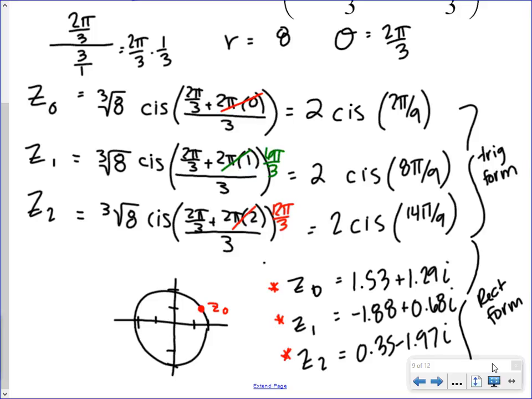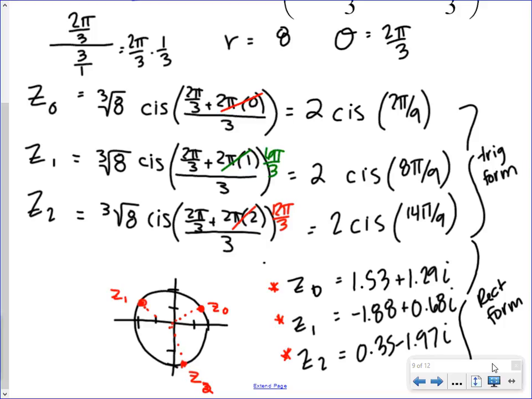Negative 1.88 plus 0.68i. There's z sub 1. And 0.35, negative 1.97. There's z sub 2. Look at this visually. Do you see how those 3 roots are breaking up the circle into 3 equal parts? Okay. And so this is z sub 0, z sub 1, z sub 2. If I were to do z sub 3, it would just land right back here. They're going to be evenly spaced. So it goes in a cycle. Z sub 3, z sub 4, z sub 5, z sub 6, z sub 7, z sub 8.